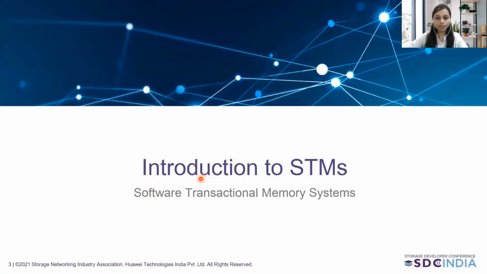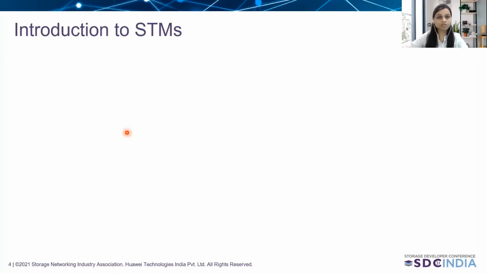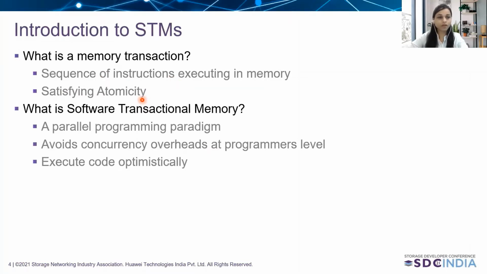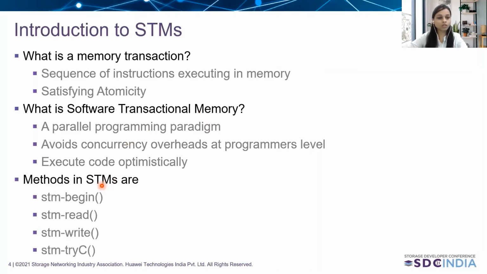So let's talk about the introduction to STMs. Before going to STMs, let's try to know what a memory transaction is. A memory transaction is a sequence of instructions executing in the memory, and that should satisfy the atomicity property. Now, what are software transactional memory systems? It's a parallel programming paradigm that avoids the concurrency overhead at the programmer level and executes the code optimistically. So basically, STM is a library that gives the interface to the user to execute their sequential program concurrently and efficiently. Traditional STMs invoke STM begin, STM read, STM write, and STM try commit methods.